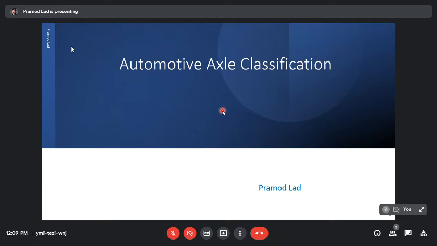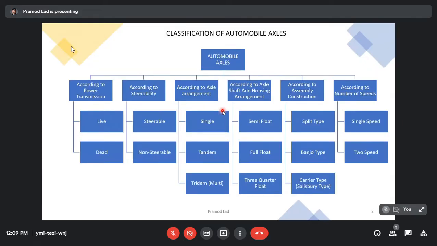Okay, friends, welcome back to our session of automotive axle classifications. Last time we have seen three classifications of the axle, namely according to power transmission, according to steerability, and according to axle arrangement.